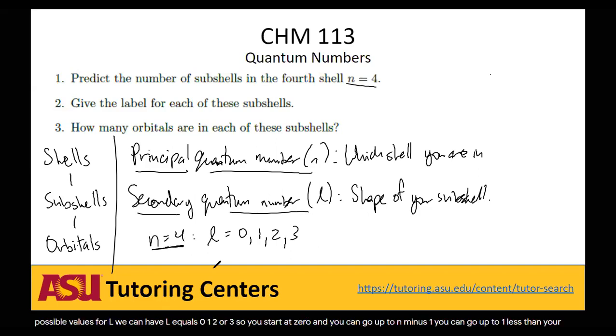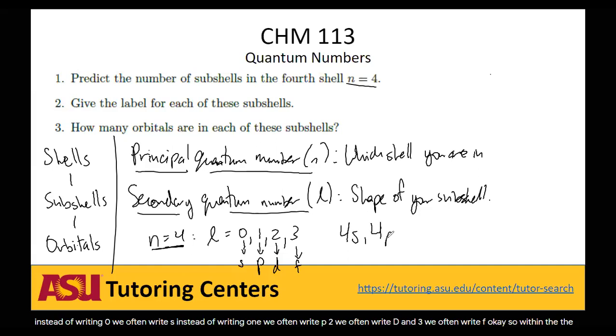And for each of these values, we actually don't usually write them as numbers. We correspond them to letters. So instead of writing 0, we often write s. Instead of writing 1, we often write p. 2, we often write d. And 3, we often write f. So within the fourth shell around your atom, you can have these 4 different subshells. You can have the subshell 4s, 4p, 4d, or 4f. These are all of your subshells.